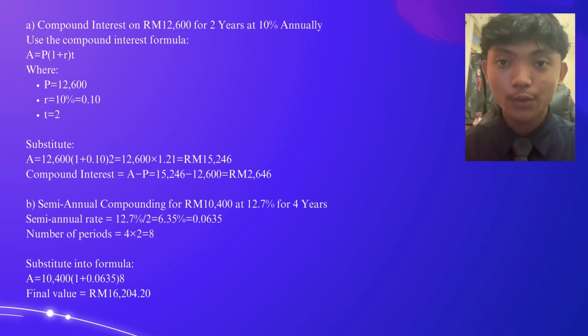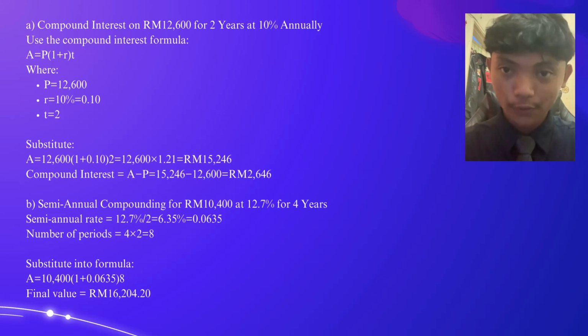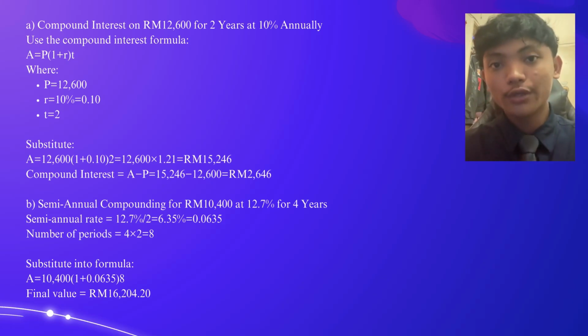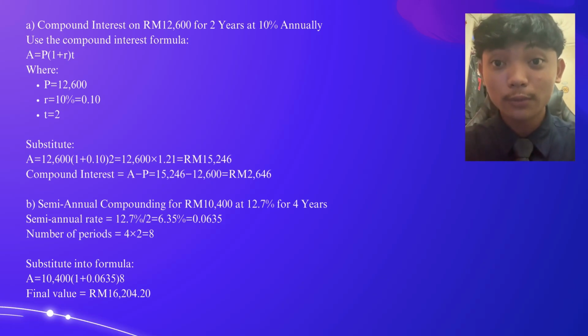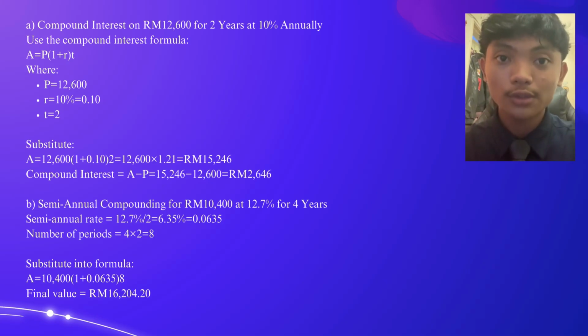Now for part B, we are compounding semi-annually. We are given 10,400 at an annual rate of 12.7% for 4 years. First, we divide the annual rate by 2. 12.7% divided by 2 is equal to 6.35% or 0.0635, and since compounding is semi-annual for 4 years, we have to times 2. 4 times 2 is equal to 8 periods.